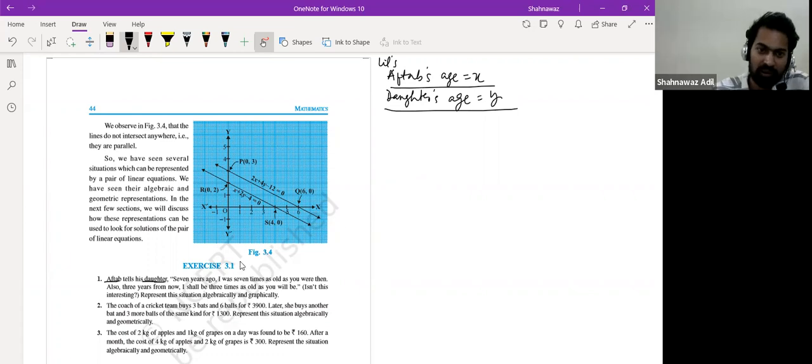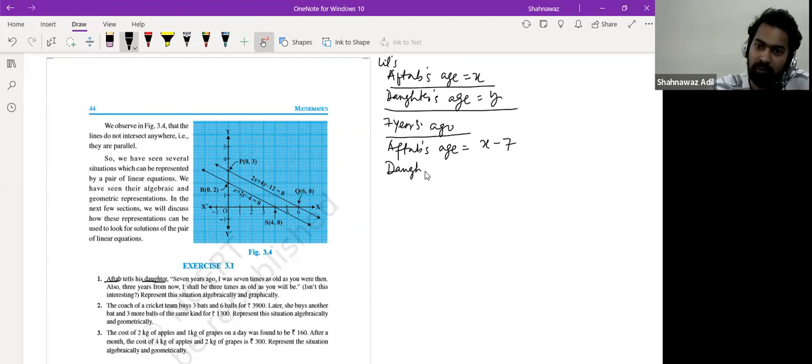So 7 years ago, what will be Aftab's age 7 years ago? X minus 7, right? And what will be his daughter's age? Y minus 7. So the daughter's age is Y minus 7. And I was 7 times, so Aftab was 7 times his daughter's age. So this is the first linear equation.